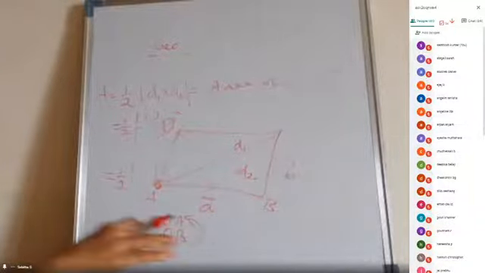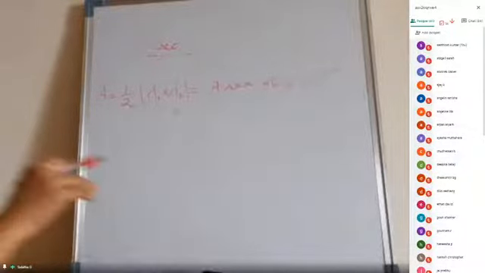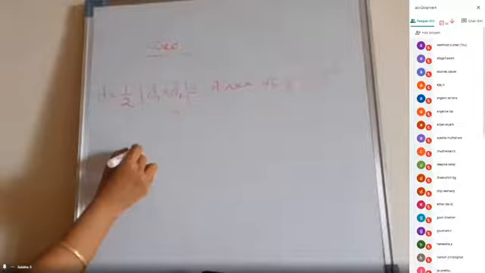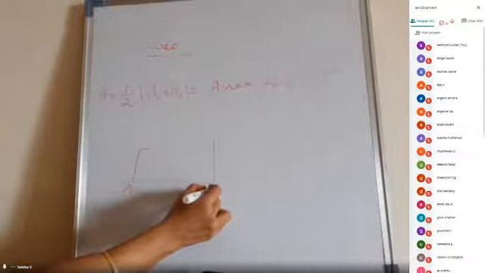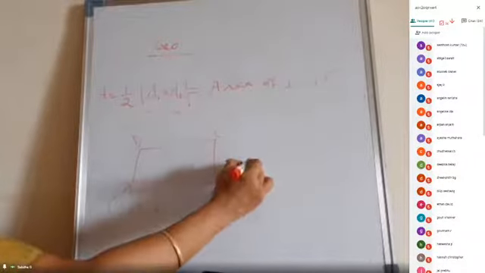And if points are given, what to do, ma'am? When points are given, A, B, C, D points, 1, 2, 3, 4, 5, 6, suppose. Can I use the points as such, ma'am? Yes, you can use the points as such. You can find the area of a triangle.